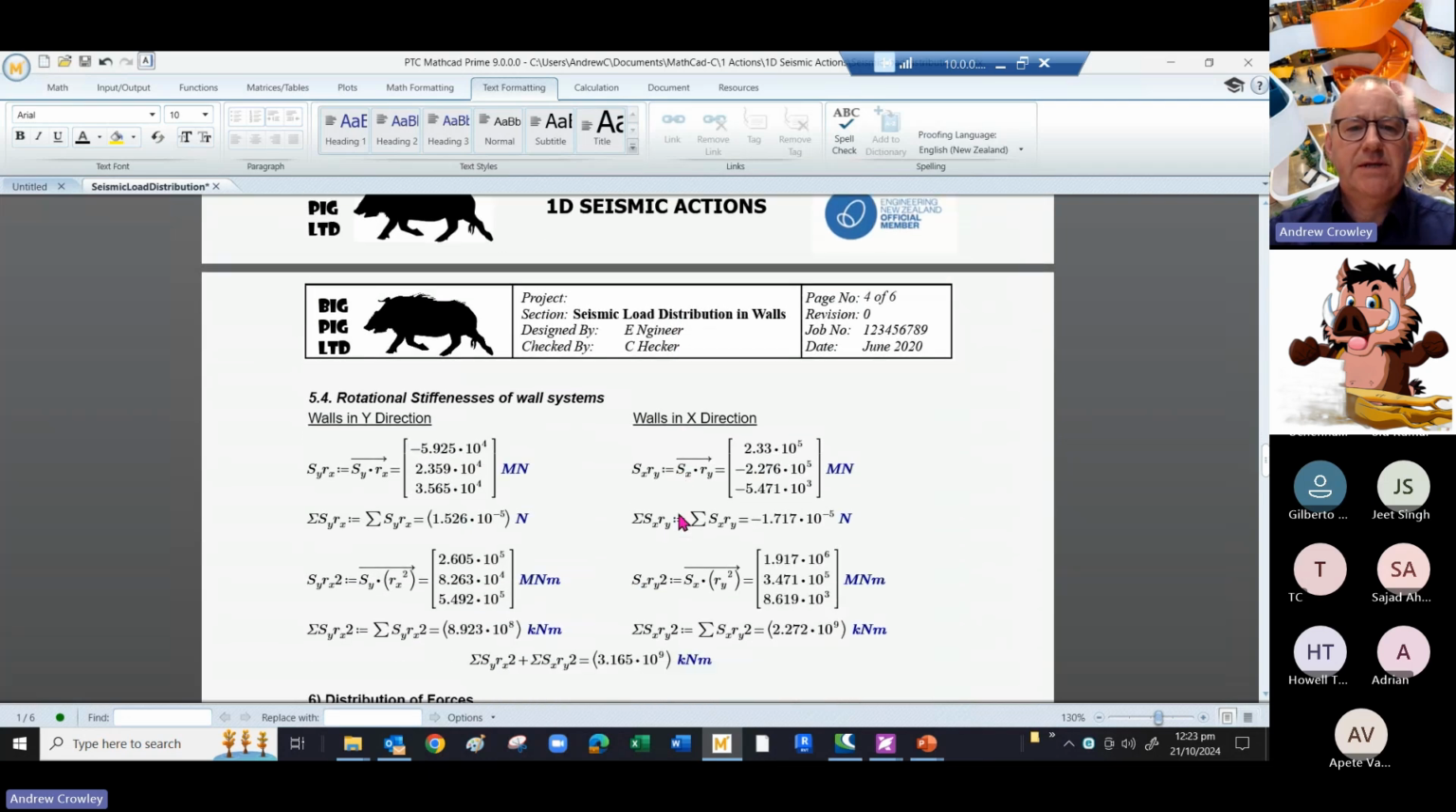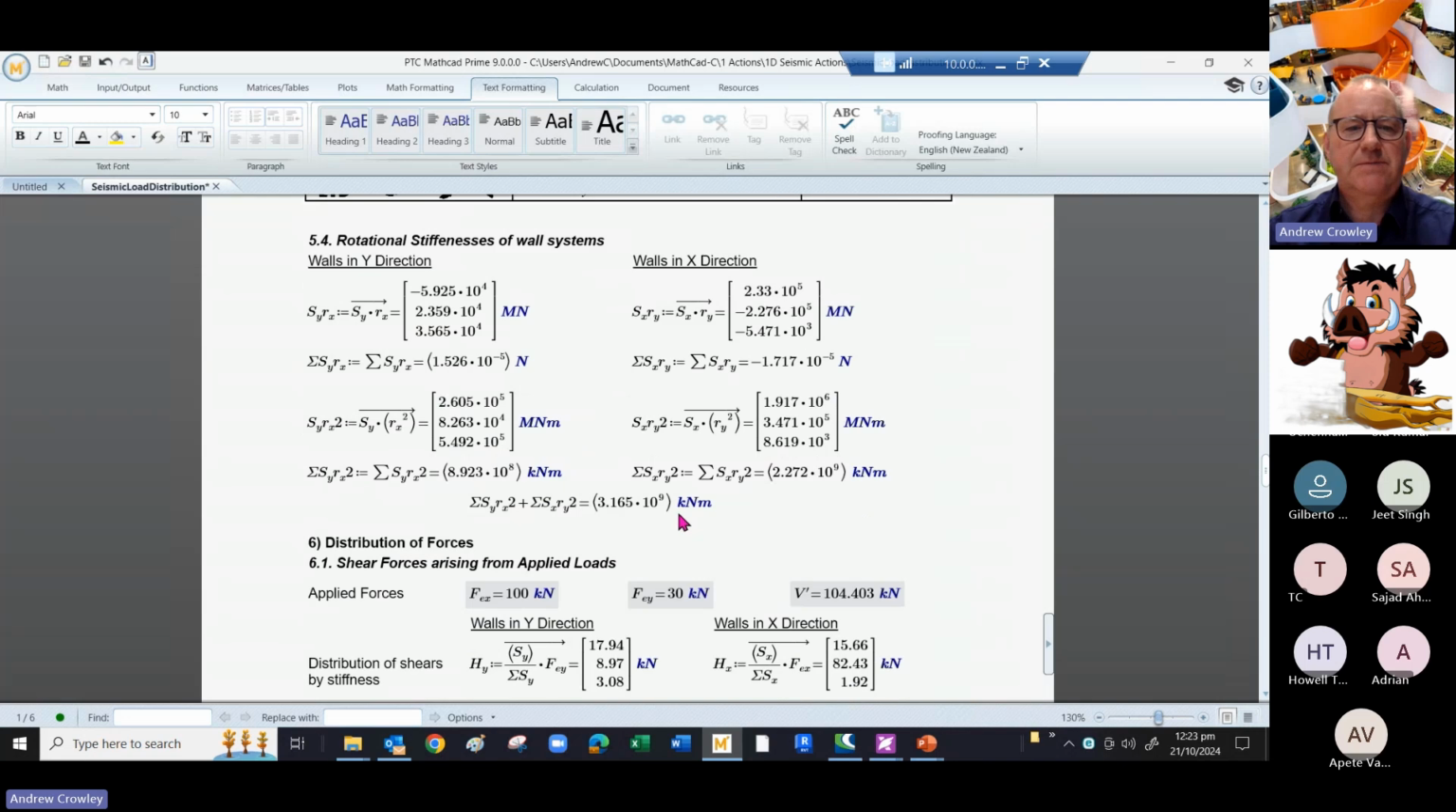Then we look at the rotational stiffnesses of the wall systems. So for each wall in turn, we work out what the torsional stiffness of the wall is, add up the grand total, and then there's the sum of the squares to give us the total for the system. And we do it in the y direction and then do it in the x direction and tot up the total together. So that is the total torsional resistance of the whole wall system.